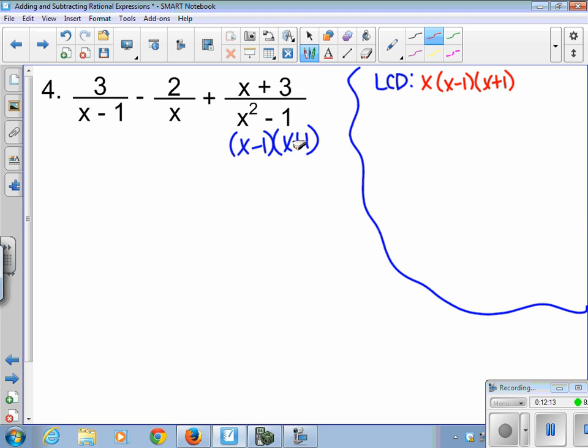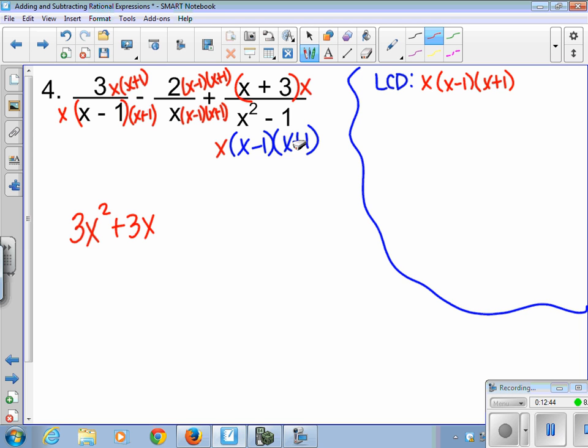And so then my first fraction is going to need an x and an x plus 1. So I'm going to go ahead and add that. My second fraction is going to need an x minus 1, x plus 1. And then my last fraction is going to need an x, and so I'm going to add that x there. And so then let's go ahead and distribute where we can across the top. The first fraction is easy to distribute. I'm going to say 3x squared plus 3x. Now my second fraction, I'm going to say plus a negative 2, so I make sure I distribute a negative 2. And let's come out here and multiply all of that.